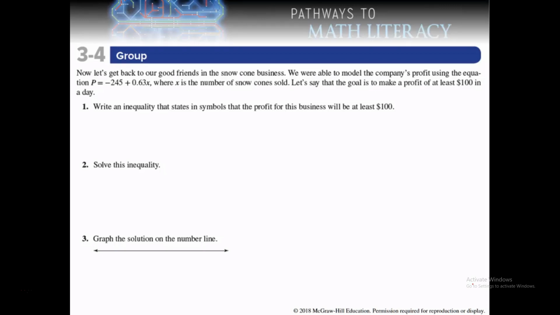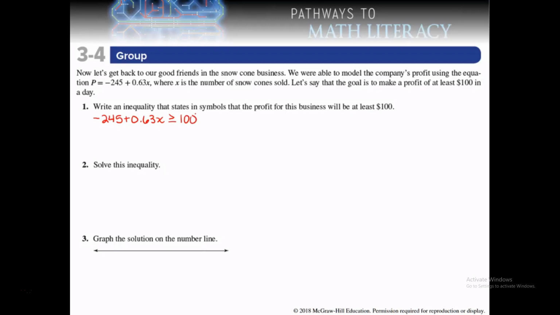Well, first of all, the profit formula has negative 245 plus 0.63x as equaling the profit. So we can go ahead and start with that, and then we want that value to be at least 100. At least means greater than or equal, so we'll say greater than or equal to 100.